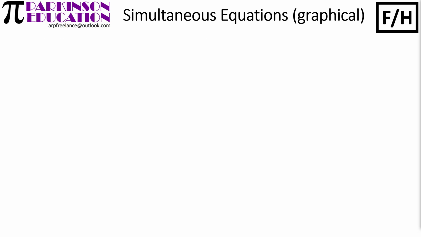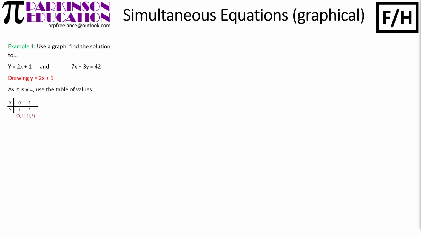If we want to solve equations simultaneously, they have to be the same points of x and y that work for both equations, which means we're going to draw them. Where the two lines cross, that will be our solution. So, the first one. Use a graph to find the solutions to y equals 2x plus 1 and 7x plus 3y equals 42. For y equals 2x plus 1, as before, I'm going to use a table of values, which will give me the two points 0, 1 and 1, 3.